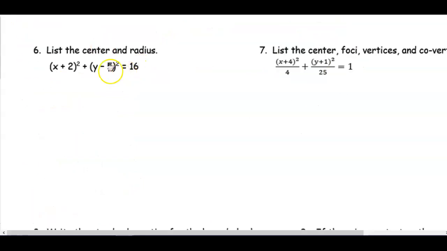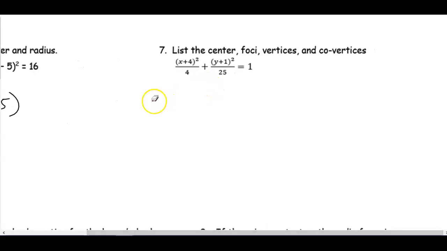Alright, keep this train going right here. List of center and radius. Awesome, guys. Center equals negative 2, 5, and R equals 4.